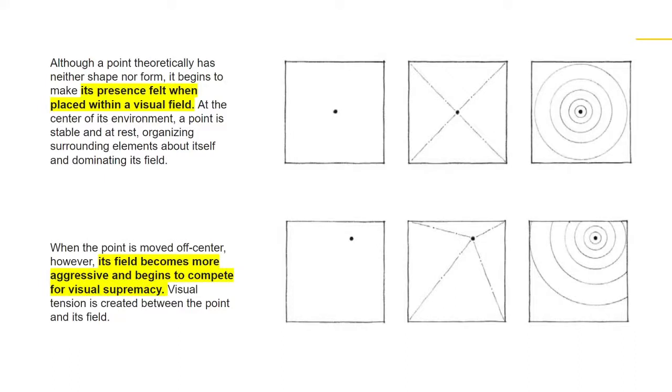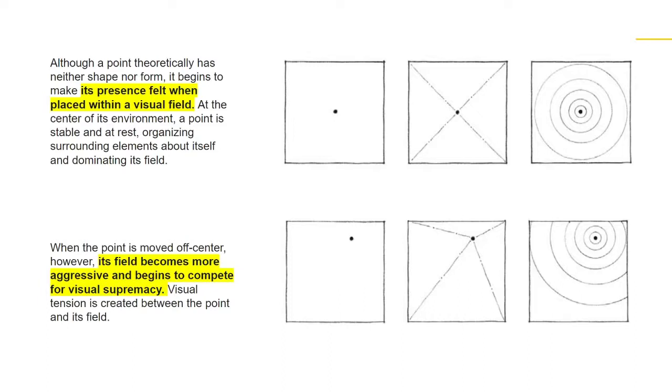Although a point theoretically has neither shape nor form, it begins to make its presence felt when placed within a visual field. At the center of its environment, a point is stable and at rest, organizing surrounding elements about itself and dominating its field.